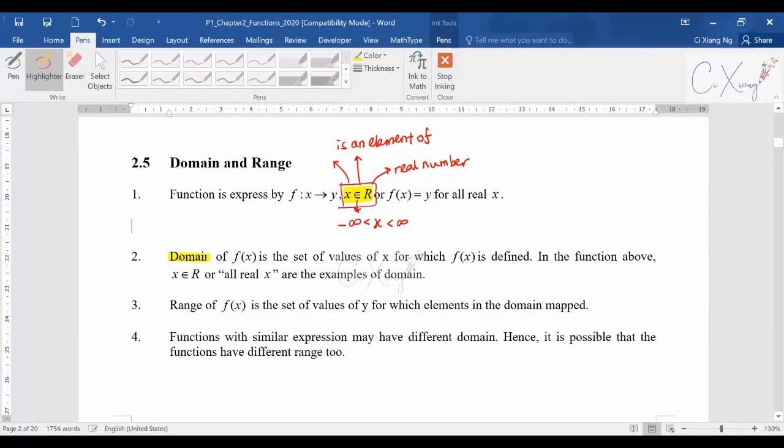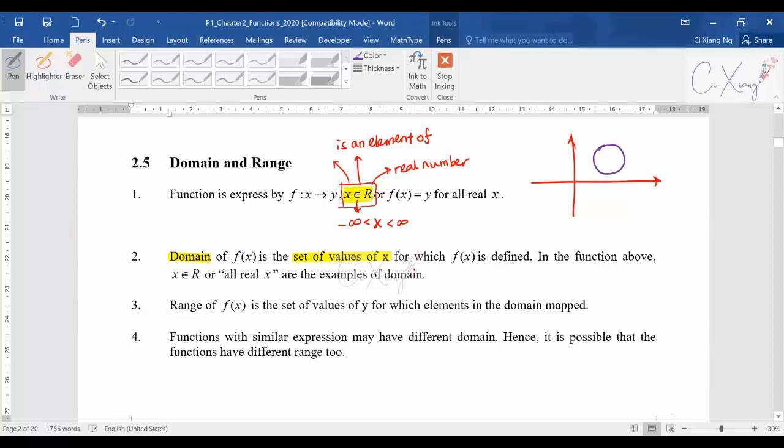Domain is the set of values of x. So we are talking about the values of x for which f(x) is defined. As an example, let's say I have a graph here. I simply draw a graph, and maybe the shape is a circle. Maybe I draw it in another place so that you can understand it easier. So the circle is a function, let's say.